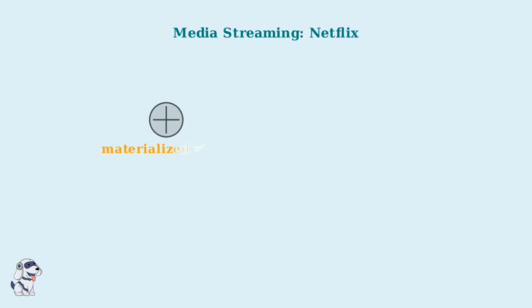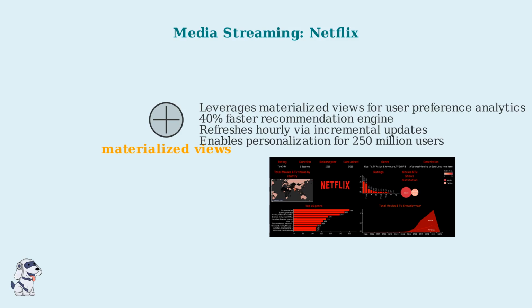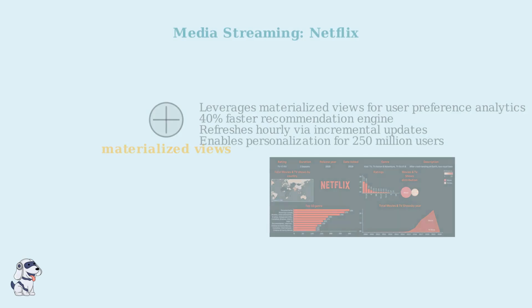Media streaming services like Netflix leverage materialized views for user preference analytics in their Snowflake environment. By refreshing data hourly through incremental updates, Netflix achieved a 40% faster recommendation engine, enabling personalized experiences for over 250 million users. This approach balances performance with manageable refresh costs, highlighting MV's role in real-time personalization.